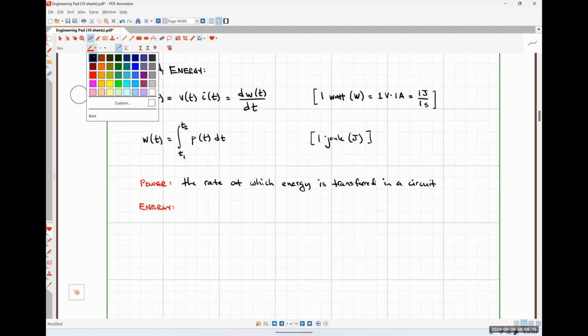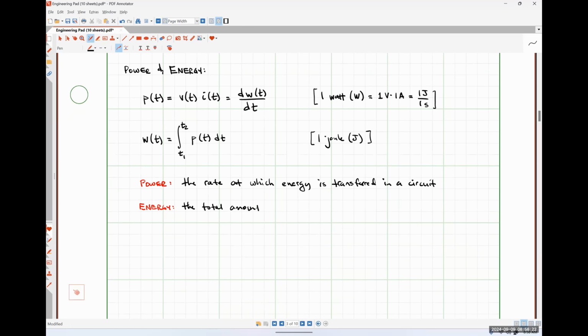And energy is the total amount of power transferred over an interval of time. All right.